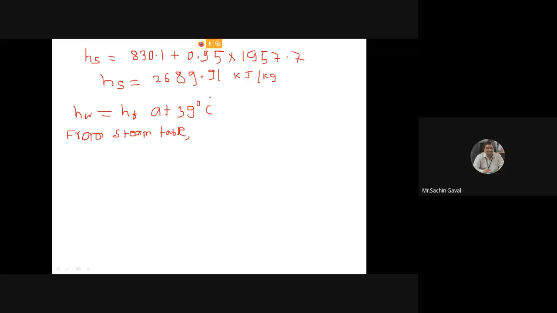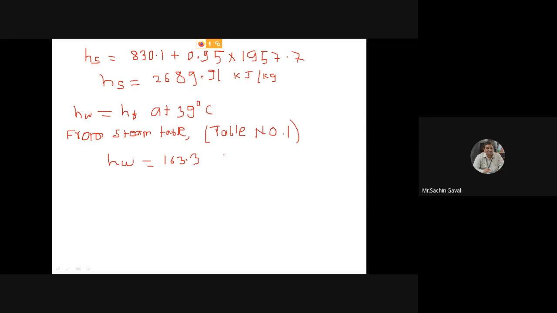Okay. Which table? Now we will tell. Table number 1. Because why? Temperature is known. We know only temperature. Table number 1. From steam table, table number 1, HW is equal to HF at 39 degrees Celsius. Kunal is giving the answer. Okay, good. 163.3.